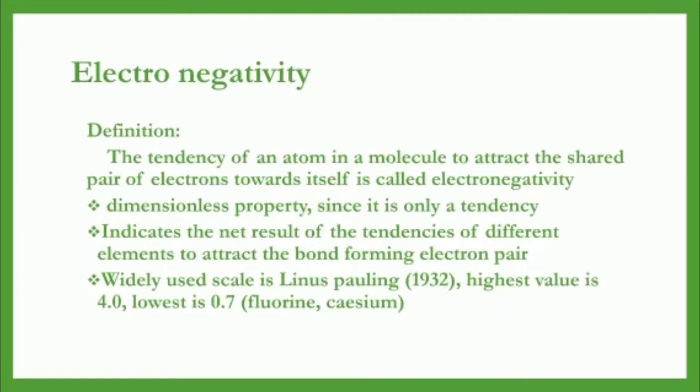Next one, electronegativity. The definition of electronegativity is the tendency of an atom in a molecule to attract the shared pair of electrons towards itself. If any element shares its electrons with another element, then sharing takes place. In that sharing, the atom that has the tendency to attract the shared electrons has electronegativity. It is only a tendency, so it does not have dimensions; it is dimensionless.